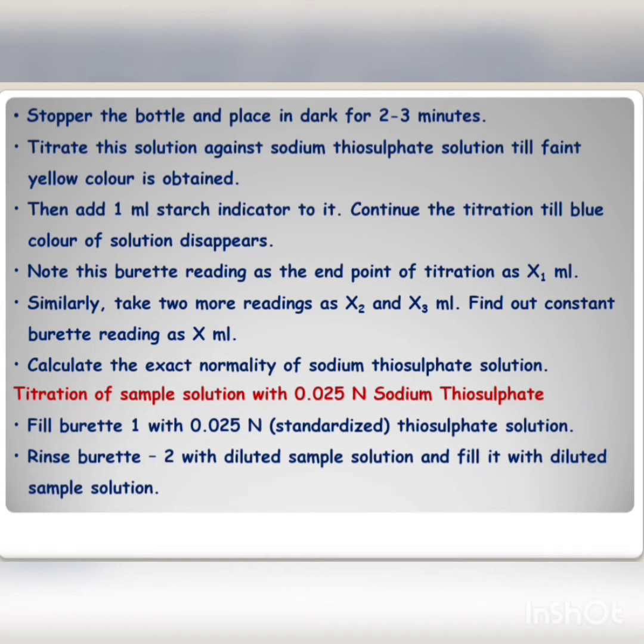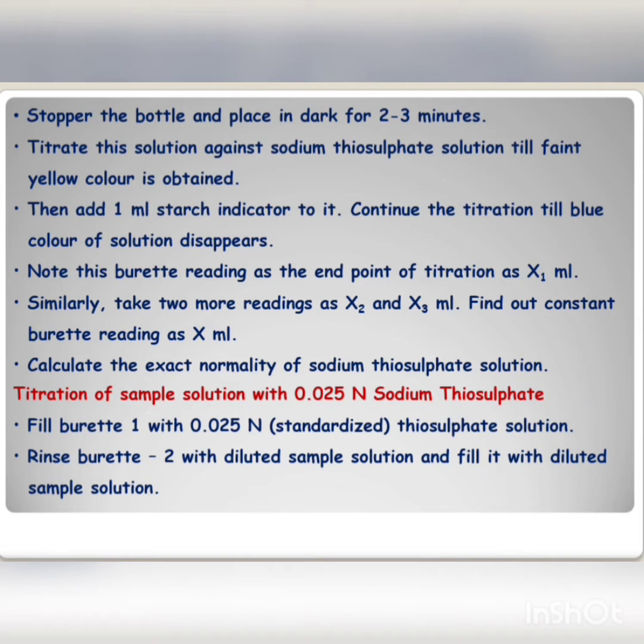After getting this faint yellow color solution, we have to add 1 ml of starch indicator solution, so that the solution color will be blue. And then we continue the titration with sodium thiosulfate. We will get the end point as blue to colorless. Blue to colorless, this is your end point.